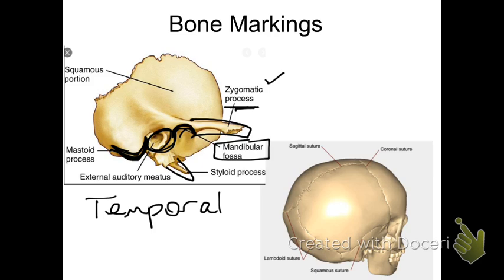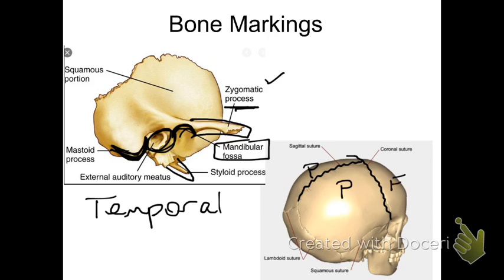Another example of bone markings may not be where a muscle attaches, but here in the skull, you can see that there are sutures. So this sagittal suture is what separates one parietal bone from another parietal bone. The coronal suture separates the frontal bone from the parietal bone.